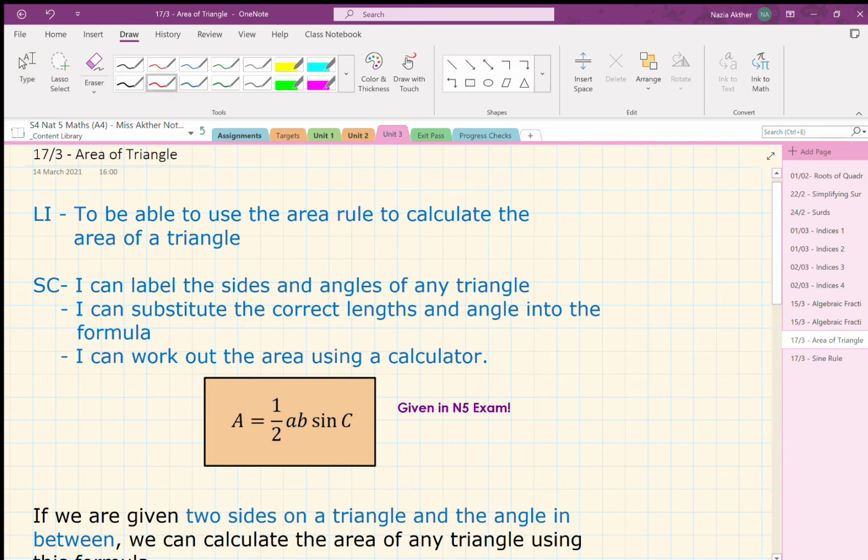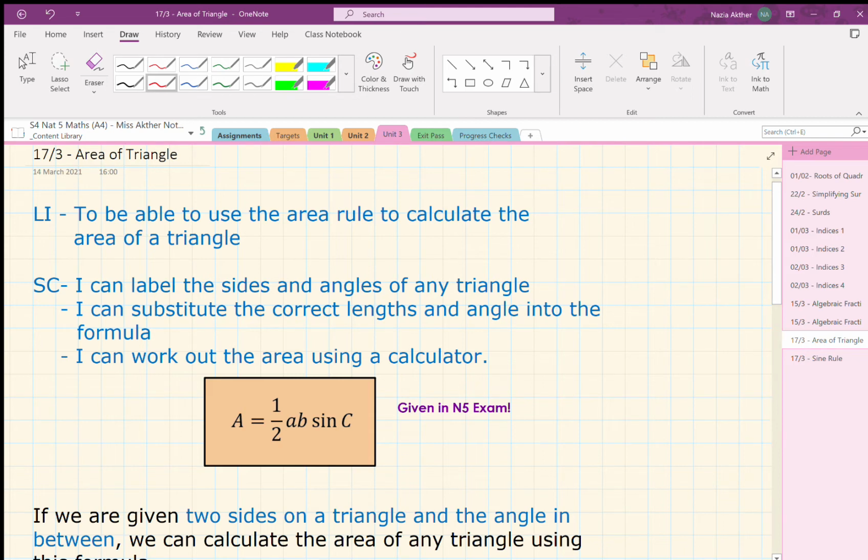So in this lesson, we are going to learn how to use the area rule to calculate the area of a triangle. So the success criteria gives you the steps you need to take in order to do this. By the end of the lesson, you should be able to label the sides and angles of any triangle. You will then be able to substitute the correct lengths and angle into the formula, and then you will be able to work out the area using a calculator.